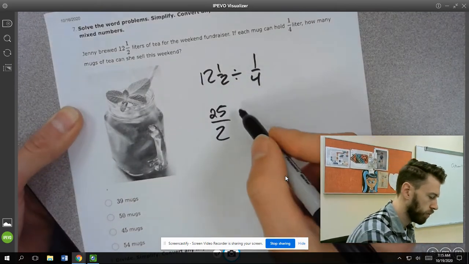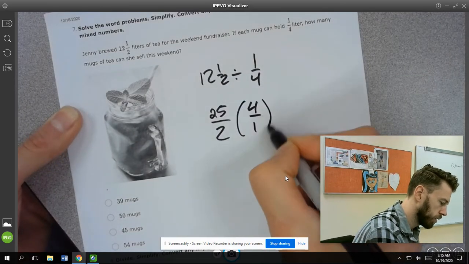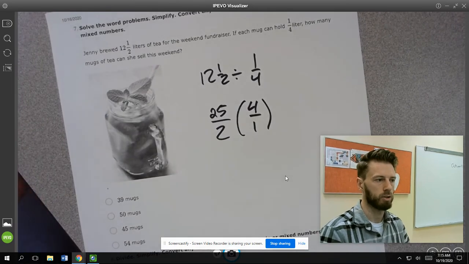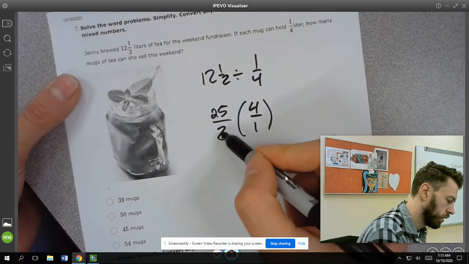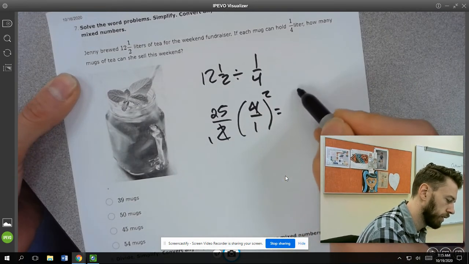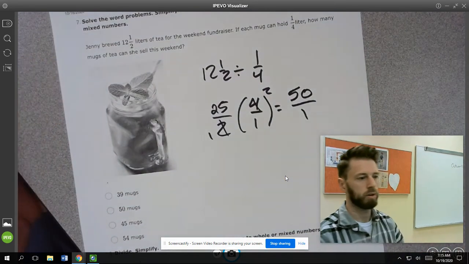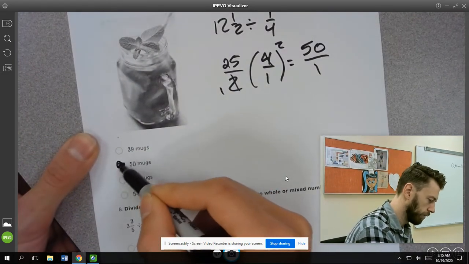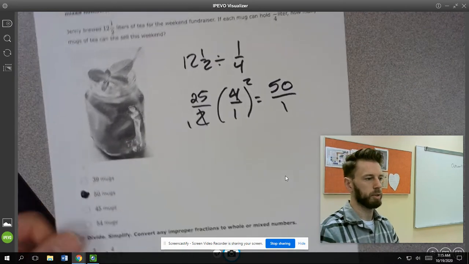And instead of dividing by a fourth, we're going to multiply by 4 over 1, because that's how you divide fractions. You multiply by the reciprocal. Divide these by 2 to do a simplification first. And we get 50 over 1, which is just 50, which seems like a reasonable answer. She could fill up 50 mugs with a bunch of tea.